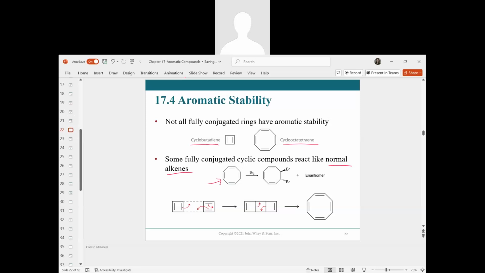This will react just like a regular alkene, and we could brominate one of those pi bonds. Also, aromatic stability is not seen with this cyclobutadiene structure here. It is actually so reactive that it will react with itself and form this structure over here, again, a cyclooctatetraene.